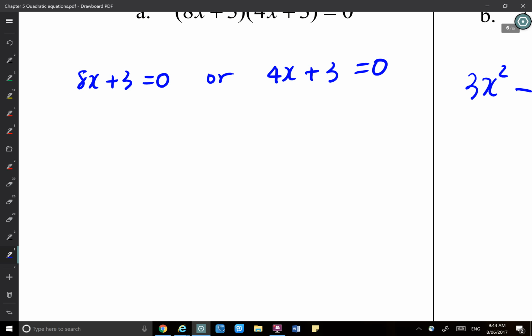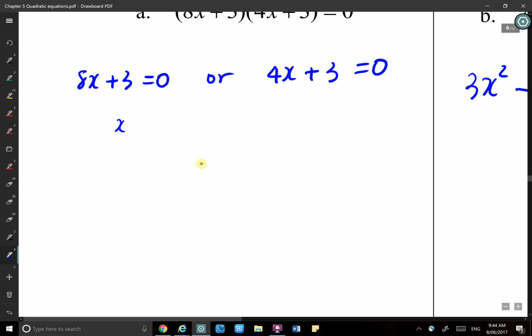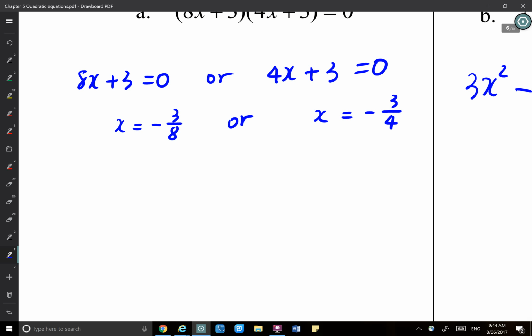So what I will have is x equals minus 3 over 8 or x equals minus 3 over 4. Those are the 2 solutions we have.